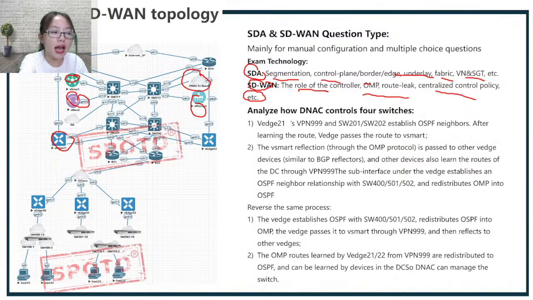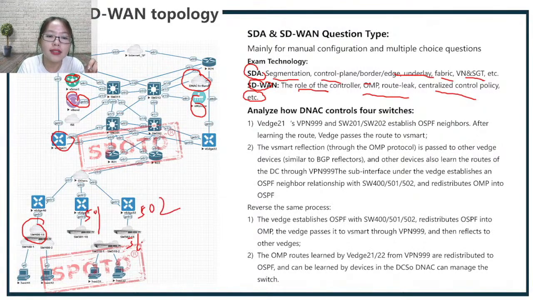Okay, and the second part is how the switches, switch 400 and switch 501 and 502 and 510, these four devices come online at DNAC. So I will share with you an analysis of the process about how the switches go online at DNAC. We can briefly share it with you.